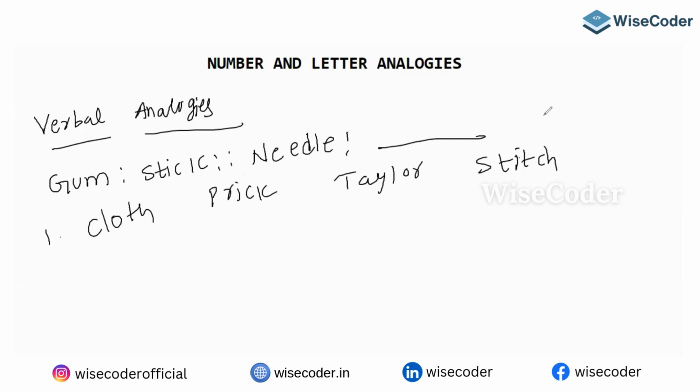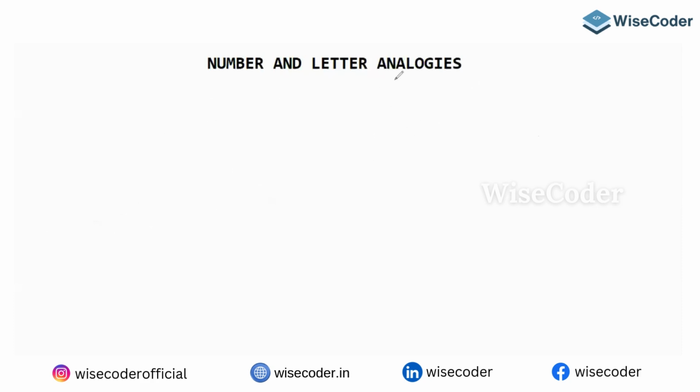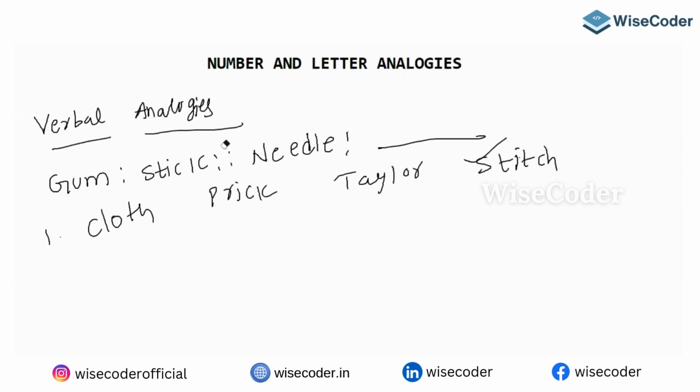So you need to understand one point here. What is the relation existing between the first two quantities? The same relation should exist between the second two quantities. So obviously, gum is used to stick, that will help you. Then needle is to stitch. So the answer for this question is stitch. Okay. Next question.